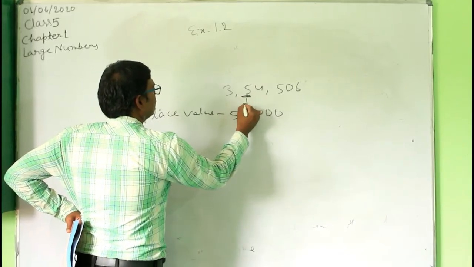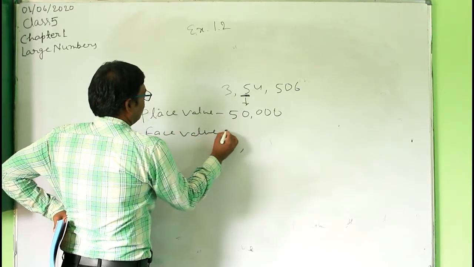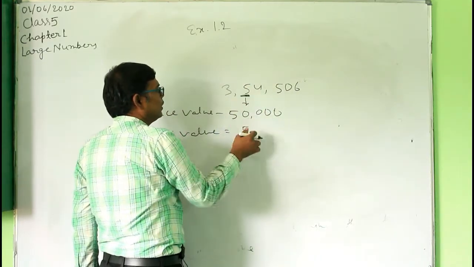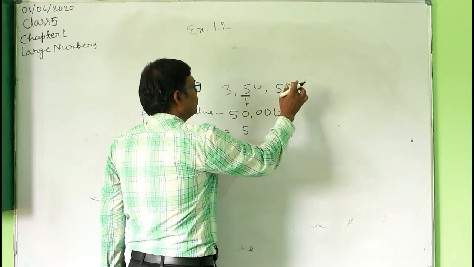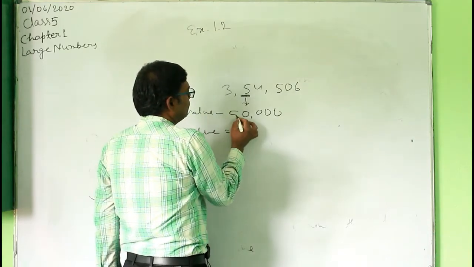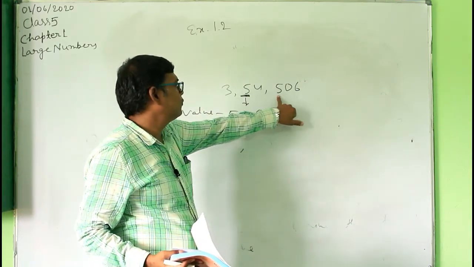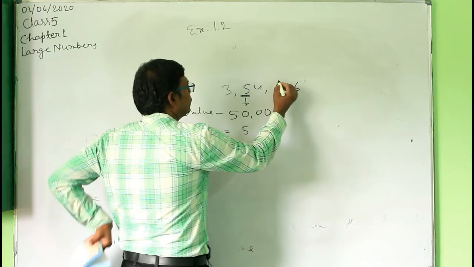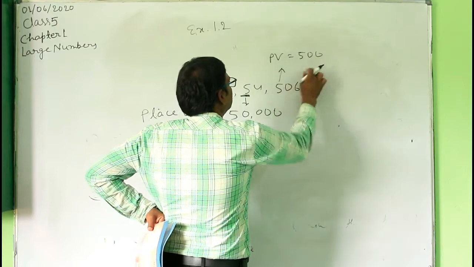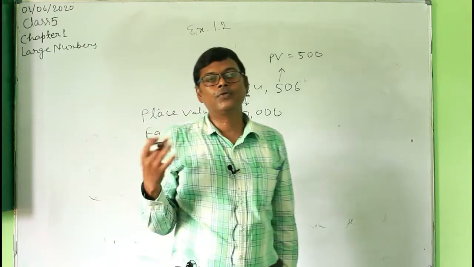The face value is equal to 5 in this case. That is, the face value remains the same. The face value of this 5 is 5, 4 is 4, 5 is 5, 0 is 0, 6 is 6, and 3 is 3. But the place value changes depending on the place. Here this 5 has the place value 50,000, but this 5 will have the place value 500 in this case. So the place value depends on the place, but the face value remains the same.